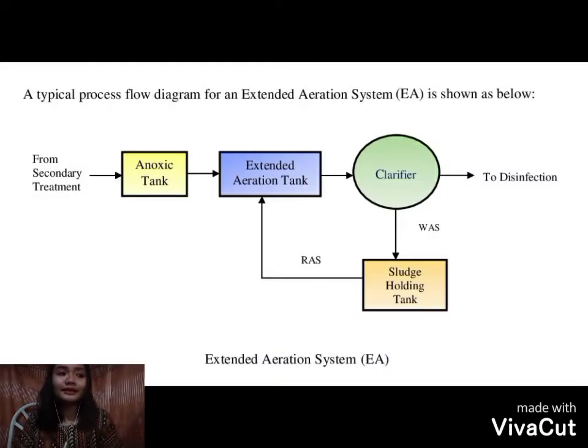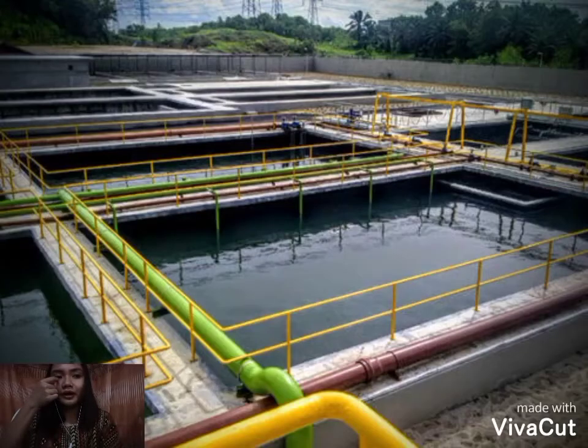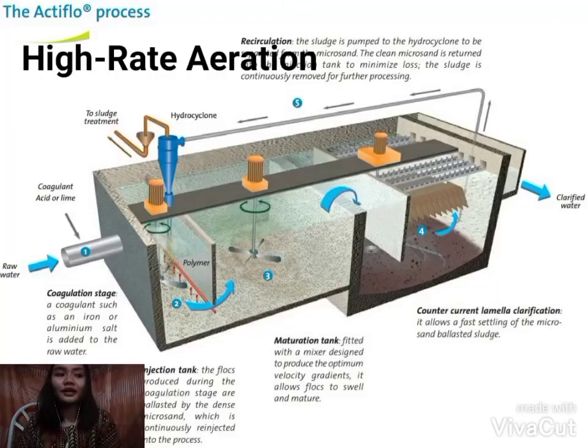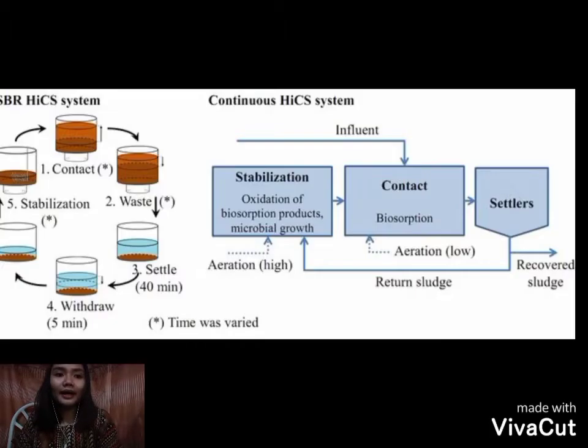Next we have the extended aeration. Similar to conventional plug flow, except that it operates in the endogenous respiration phase of the growth curve, requires low organic loading and low aeration time. High rate aeration, from the word itself, is combined with high volumetric loadings that allows high food to mass ratio.